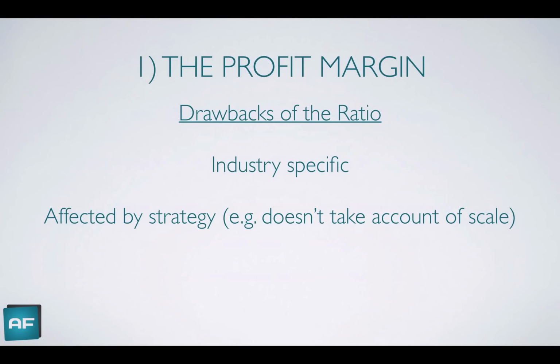Okay, drawbacks of the ratio. You'll find that the profit margin is very industry specific. So some industries have naturally higher or naturally lower profit margins than other industries.